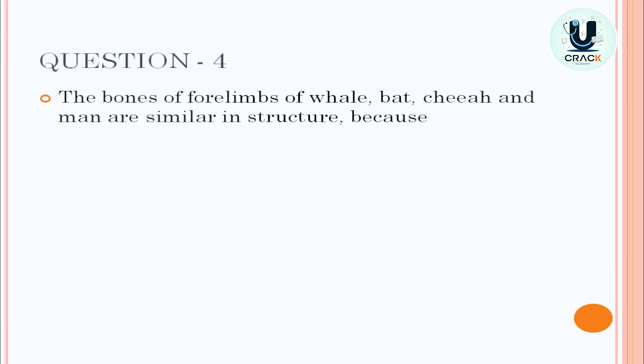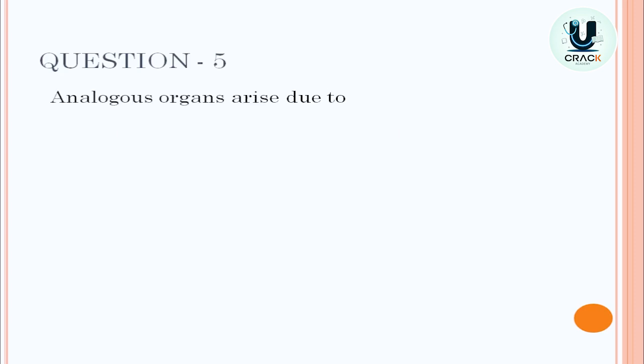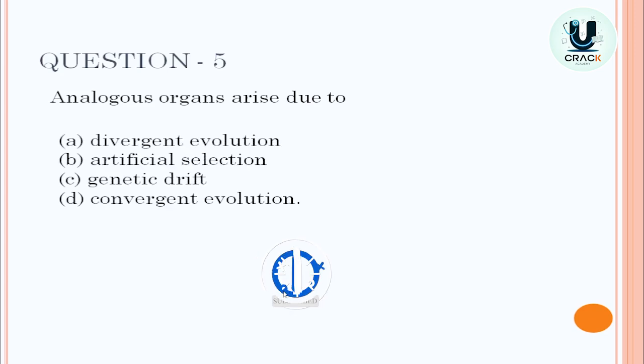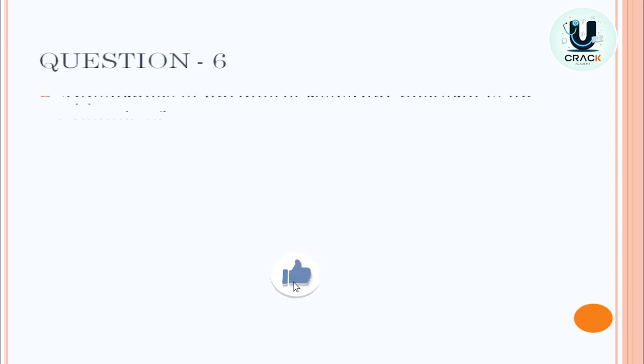Question number 4. The bones of the limbs of whale, bat, cheetah and man are similar in structure because A. One organ has given rise to another. B. They share a common ancestor. C. They perform the same function. D. They have biochemical similarities. Answer B. They share a common ancestor. Question number 5. Analogous organs arise due to A. Divergent evolution, B. Artificial selection, C. Genetic drift, D. Convergent evolution. Answer D. Convergent evolution.